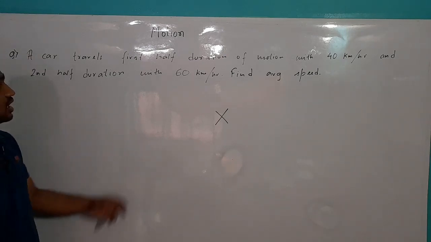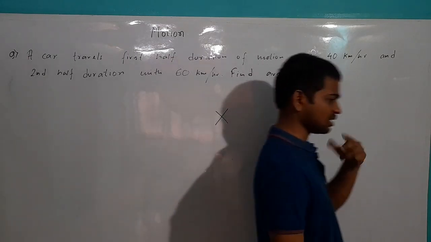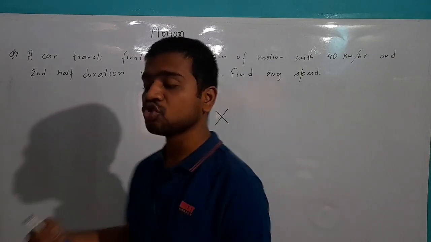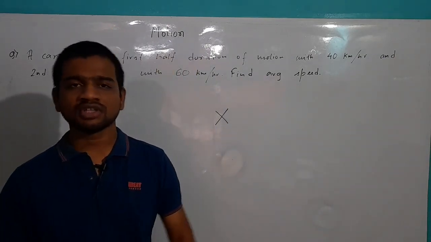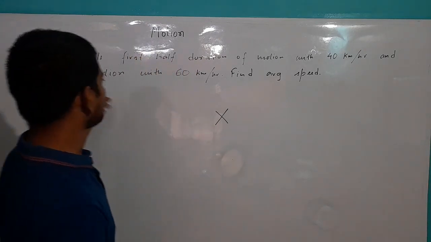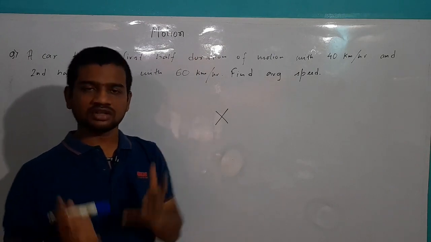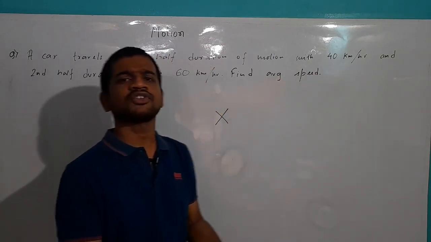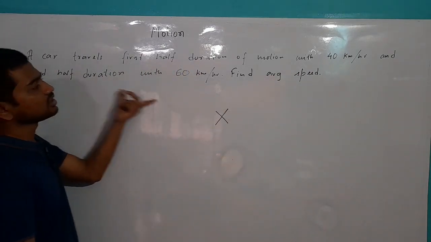We have a car which is traveling first half duration of motion. First let me just explain to you what's the meaning of first half duration. Suppose a car is traveling for 2 hours, it's doing its journey for 2 hours. So for the first 1 hour, that's the first half duration, is traveling with a speed of 40 km per hour, and the second half duration with 60 km per hour.